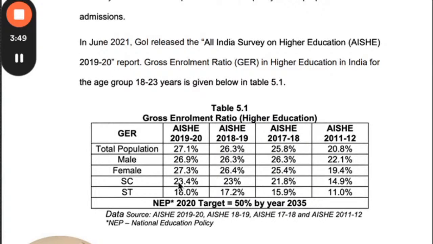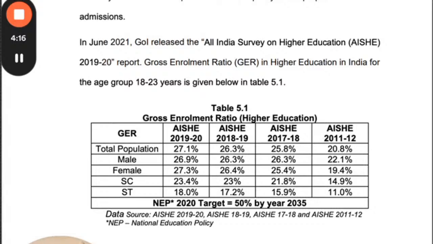Let us take the STs next. The STs were very low at 11%, but it has increased to 18%. This is also a remarkable achievement, and we can see that the proportions are increasing in both SCs and STs. But is this good enough?